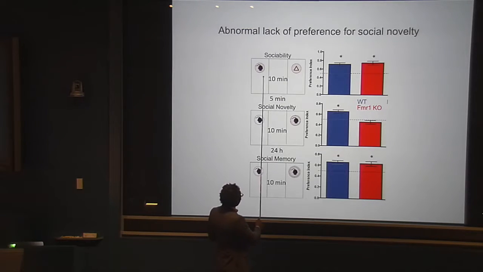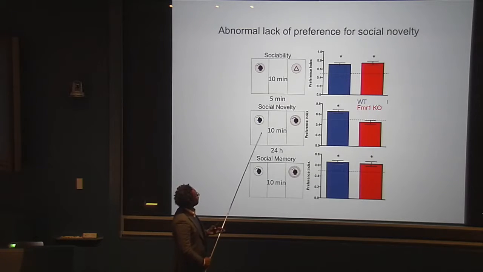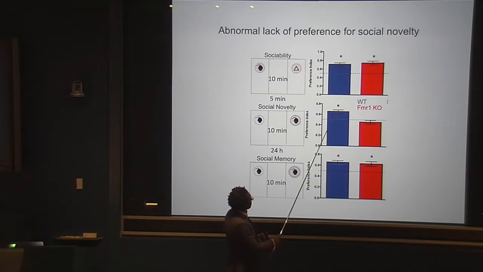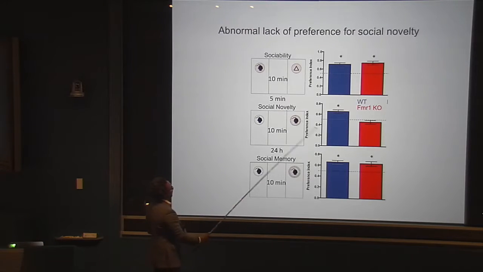They have some social abnormalities. They're quite normal in preferring a mouse to an inanimate object. But if you change a familiar mouse and pair it with a novel mouse, wild-type animals will prefer the novel mouse. We call this social novelty, and the Fragile X mice will not. It's a chance in whether they spend time with the familiar mouse or the novel mouse. But their memory, if you come back 24 hours later, they'll prefer the novel mouse again. So they have some kinds of social differences, but it's not clear from this whether you would say they have a weird social life or not.